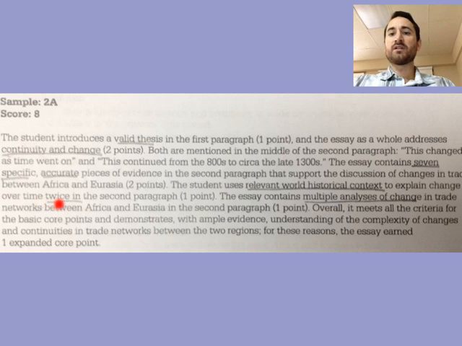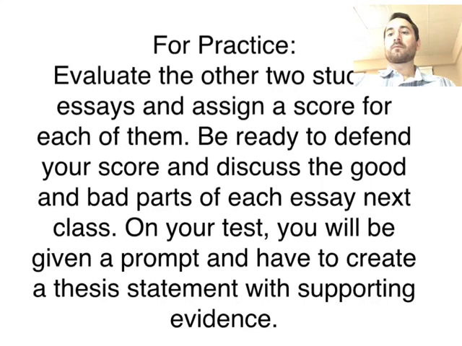In fact, they mentioned it twice in the second paragraph. And there was multiple analyses of change with regards to the question. And so they had done all of these things, and they gave them 1 extra point for the expanded core, giving them a total of 9. So again, if you look at your rubric and the things that you are asked to identify, if you use that rubric as sort of a checklist, then you are setting yourself up for success.